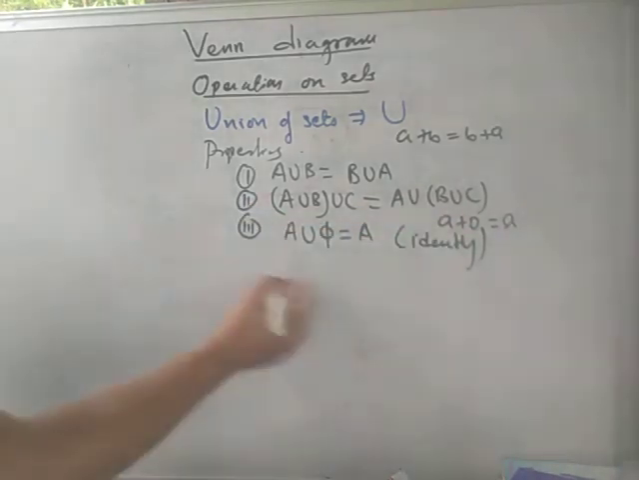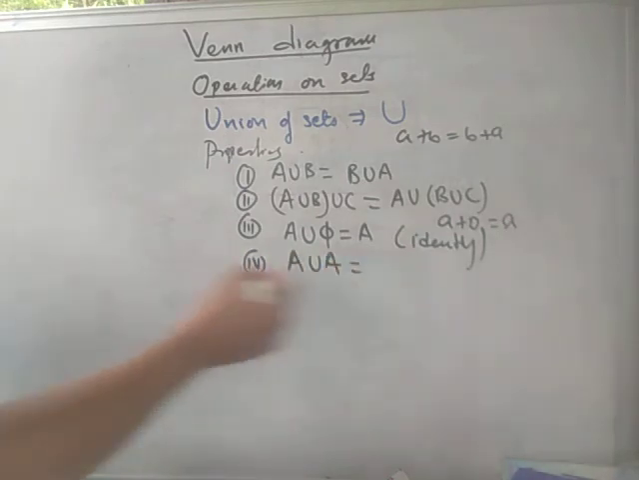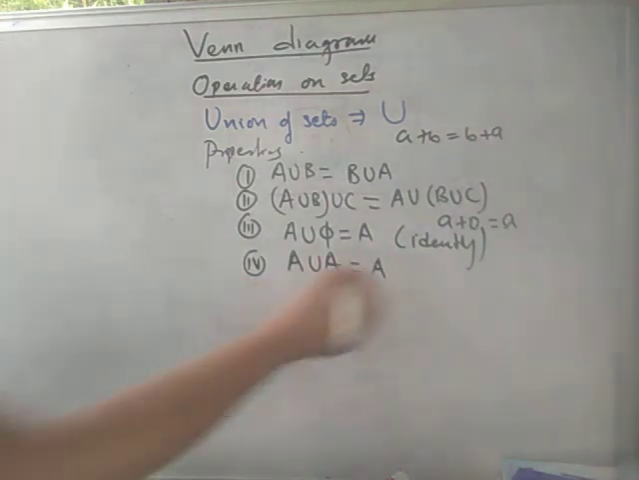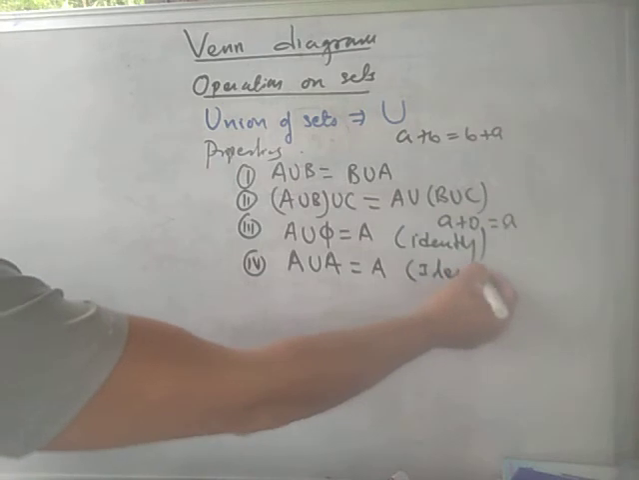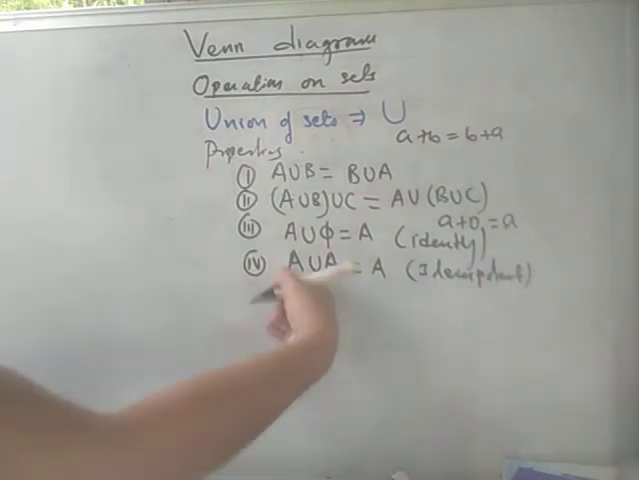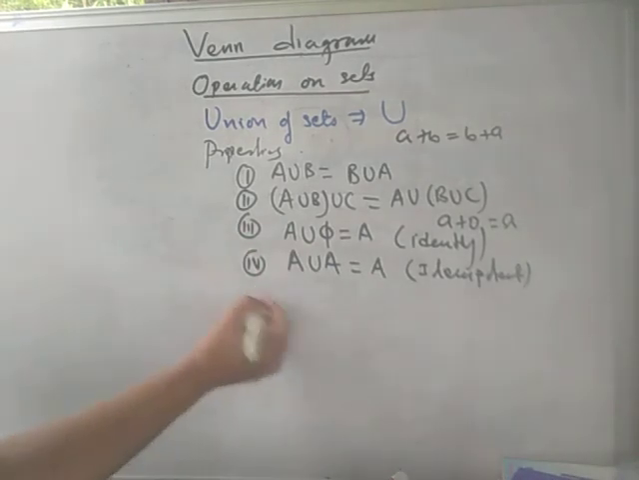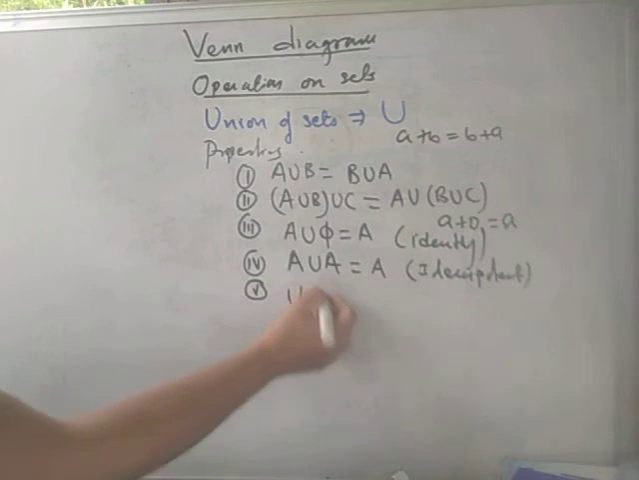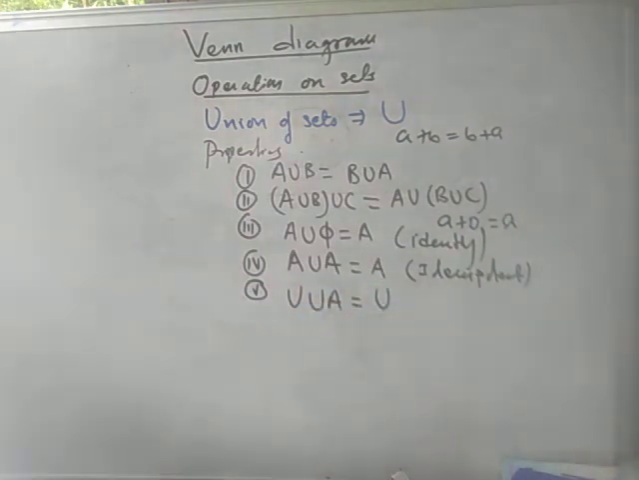So next, A union A, how much? This is also A. Clear? This is called idempotent, which means same. If you take the union, you get the same. Next, you have 5, union of union set equals how much? The union. So this is called law of union. Clear? So these are the laws.